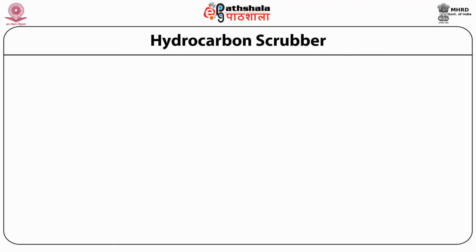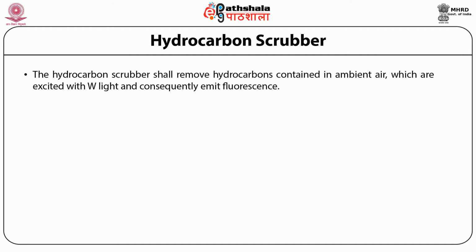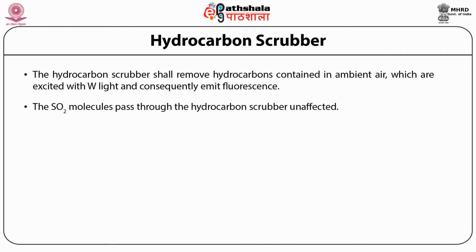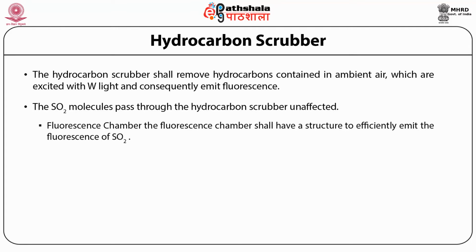Now the third technique is the hydrocarbon scrubber. The hydrocarbon scrubber shall remove hydrocarbons contained in ambient air, which are excited with a light and consequently emit fluorescence. The sulfur dioxide molecules pass through the hydrocarbon scrubber unaffected. The fluorescence chamber shall have a structure to efficiently emit the fluorescence of sulfur dioxide.